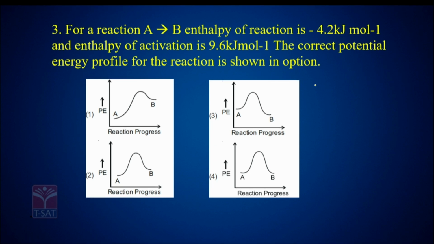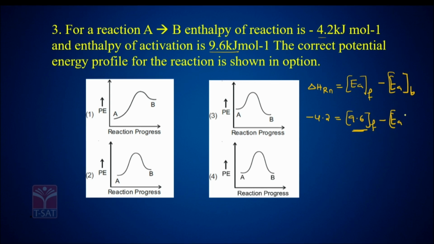So, see, enthalpy of reaction is equal to activation energy of the forward reaction minus activation energy of the backward reaction. For this reaction, enthalpy of reaction is minus 4.2 kilojoules per mole and enthalpy of activation is 9.6. Forward reaction is given as 9.6, right. So, minus 4.2 is equal to 9.6 minus activation energy of backward reaction. If you calculate it, what will be the answer?